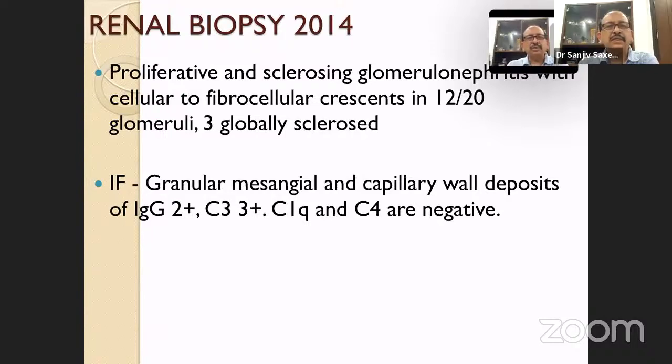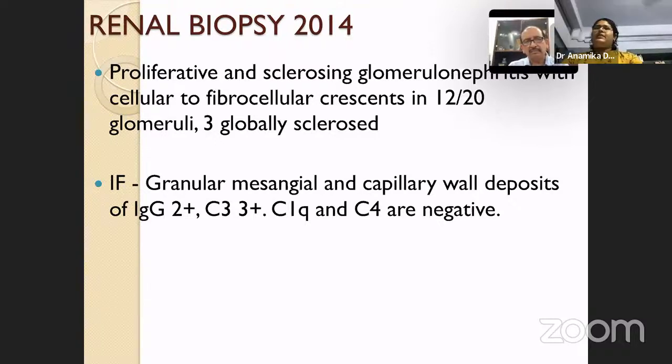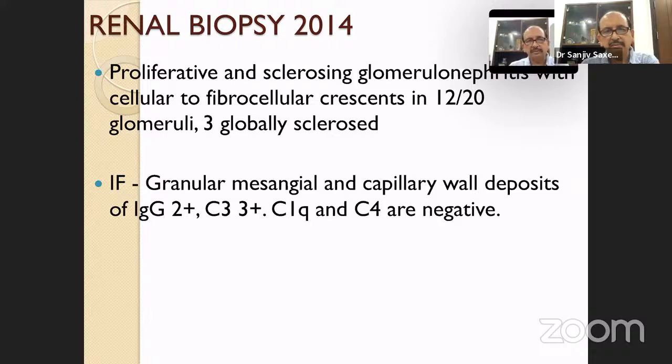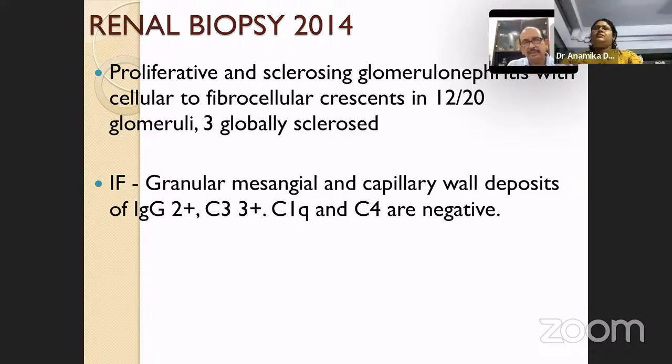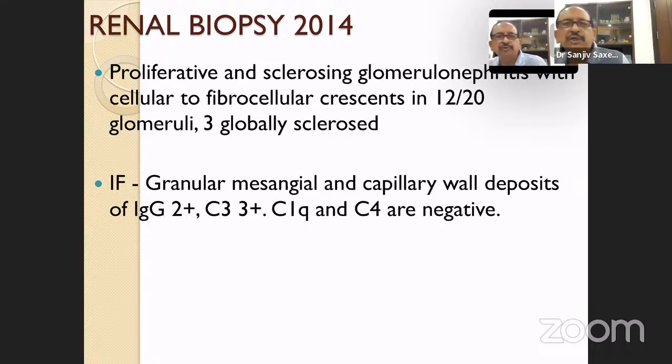So you think it's common to have 3 out of say 20 glomeruli sclerosed at the age of 24? No, sir. It is not a very common finding, but at that point of time, she was already symptomatic for 3 months when she had presented in 2014. Very good. So probably the diagnosis was late. And yet you think your patient responded so beautifully to steroids, no?